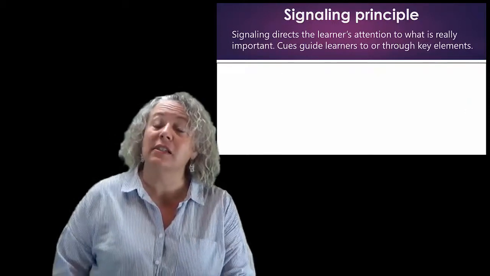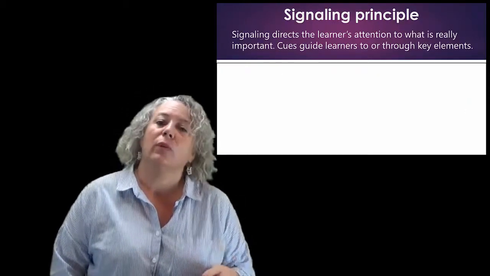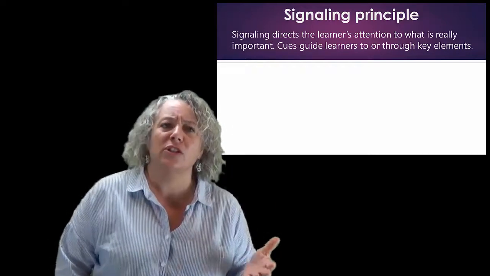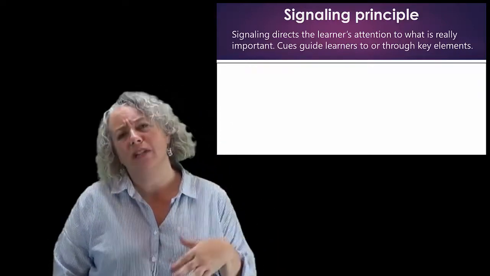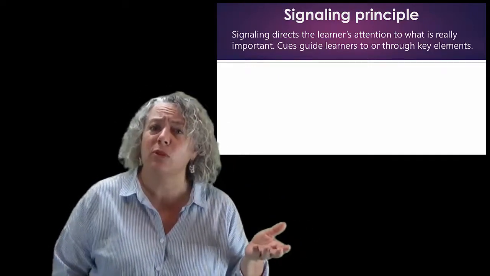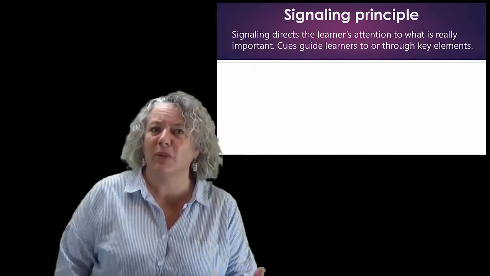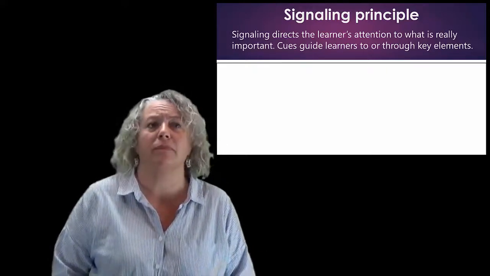We're moving on to the signaling principle. According to Van Gog, this is when we want to highlight the organization of material, bring attention to relevant elements in the material, or highlight relationships between elements. Without proper design, unimportant features may grab the learner's attention and distract them.